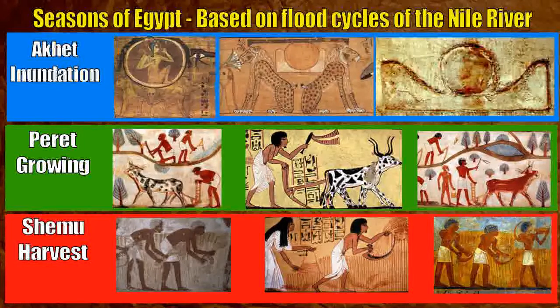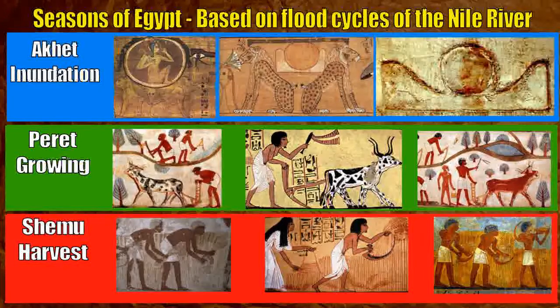Following this we had Peret, the growing cycle. And we can see many depictions from the ancient Egyptians themselves, including the use of cattle. They did have pack animals. They had cattle and they had donkeys.